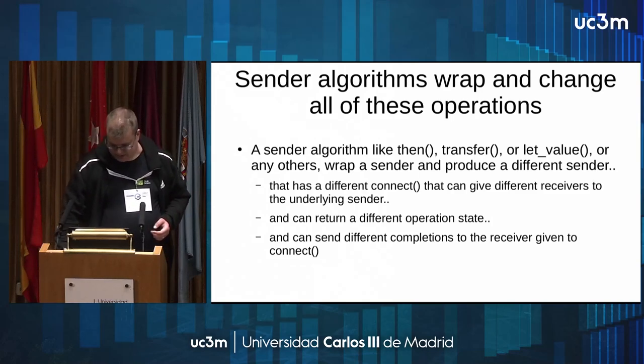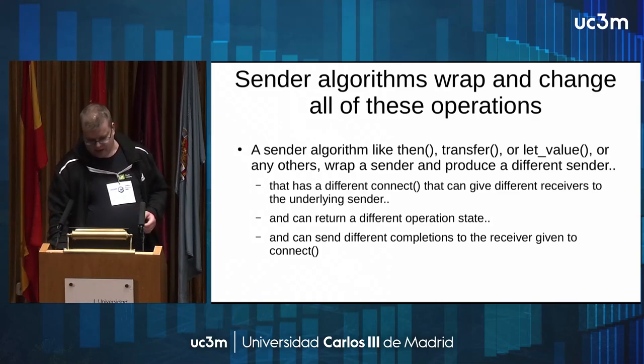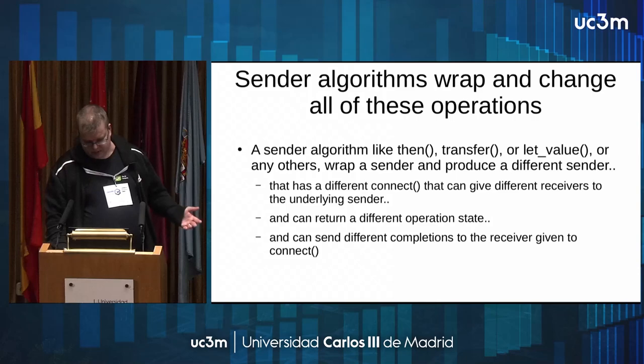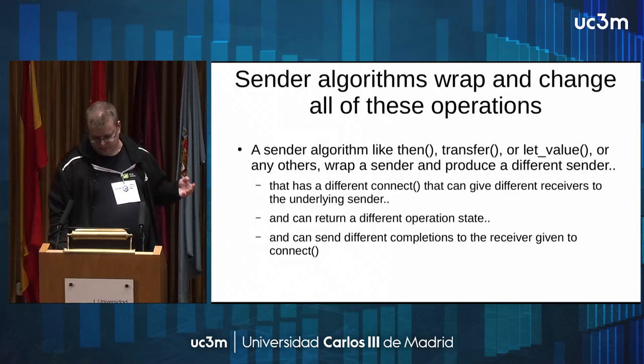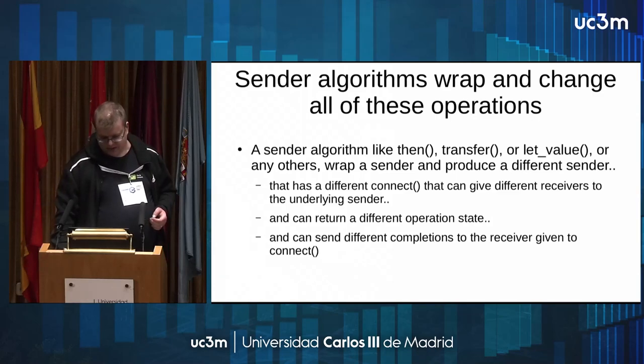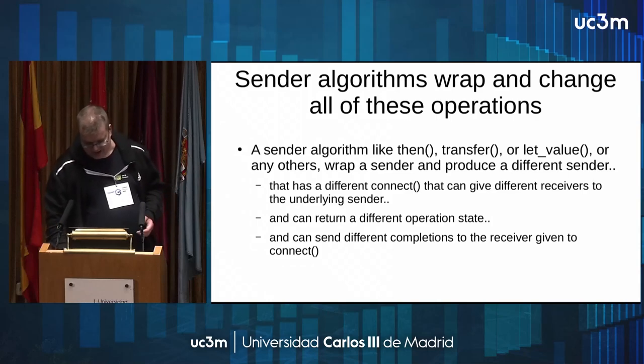So we have algorithms like then, transfer, let_value. They take a sender and they produce a different sender because it has a different connect that can give different receivers to the underlying sender. So we basically wrap the connect so that we can give a different kind of a receiver to the underlying sender that will plumb things the right way. And from that wrapped sender, we also return a different operation state. And we can, of course, send whatever completions we like from that sender to the actual underlying receiver.